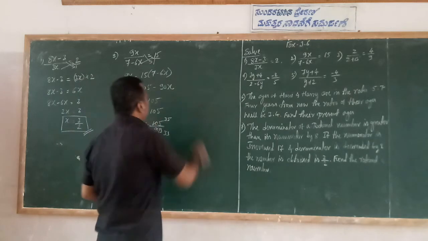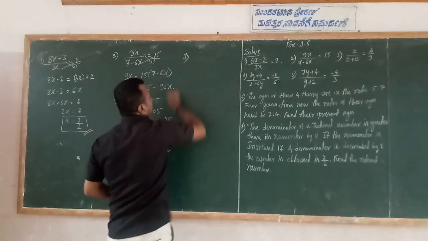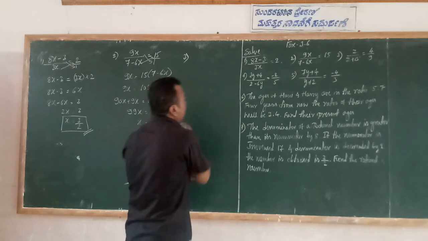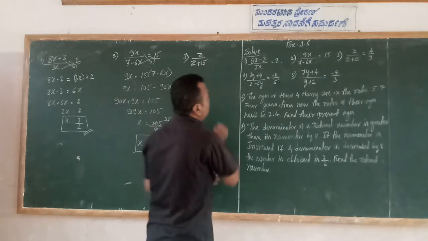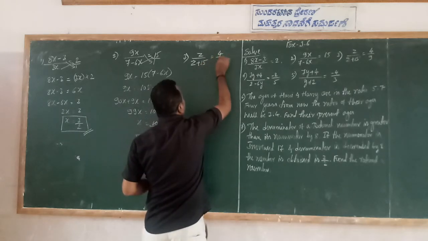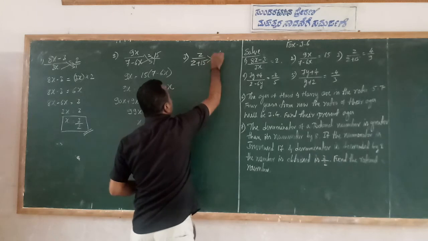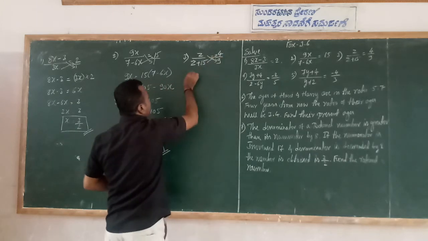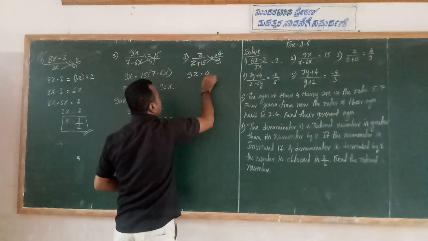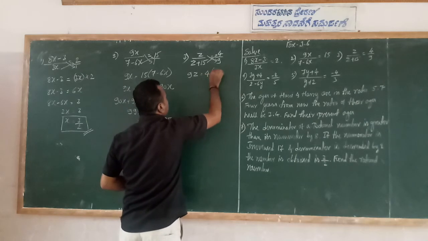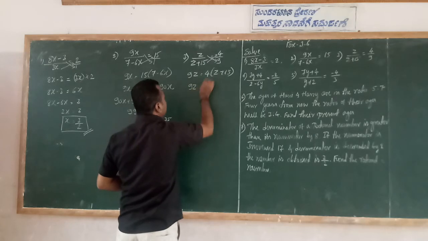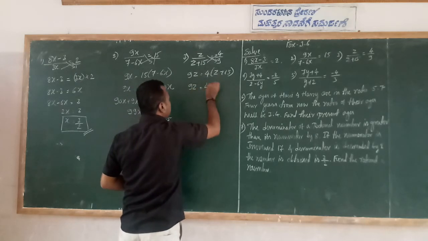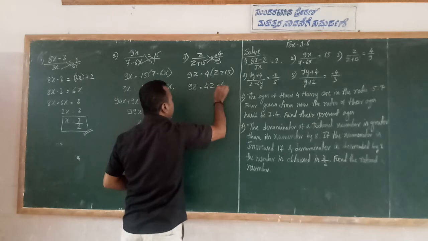The next question, number 3: z/(z + 15) = 4/9. This is also the same procedure. We have to cross multiply. 9 into z is 9z, and it is equal to 4 into (z + 15), which is 4z + 60, as 15 fours are 60.